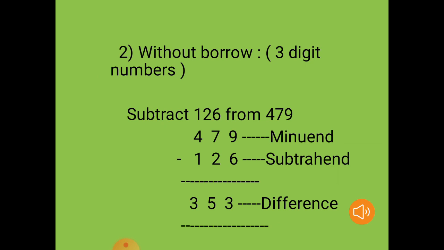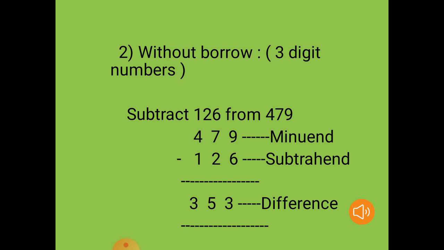Now we saw how to subtract a number which was 2-digit. Now let us see how to subtract a 3-digit number. Subtract 126 from 479. So now as you all know, 479 is a 3-digit number. 126 is also a 3-digit number, where 479 is our minuend and 126 is our subtrahend. So minuend minus subtrahend, we get the difference.